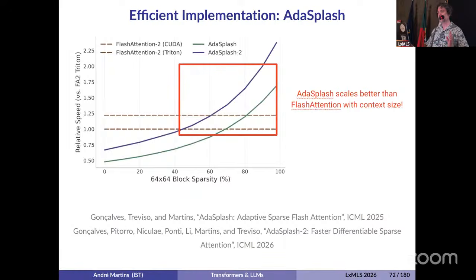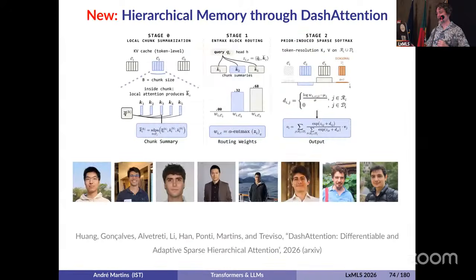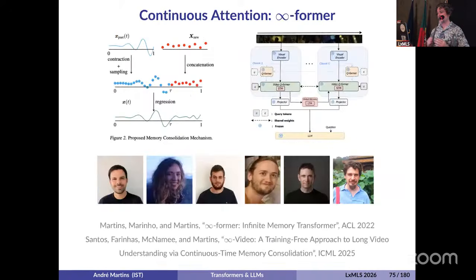But the main point is that this scales very well with context size, so it's a very promising avenue for future work, and it also has much better length generalization than softmax. So we can also try to build hierarchical versions of these things, okay?